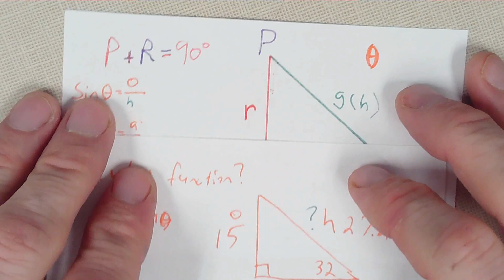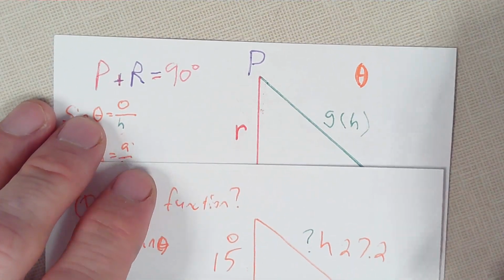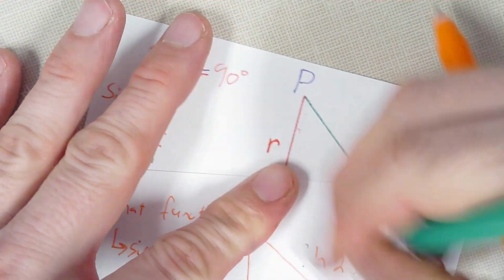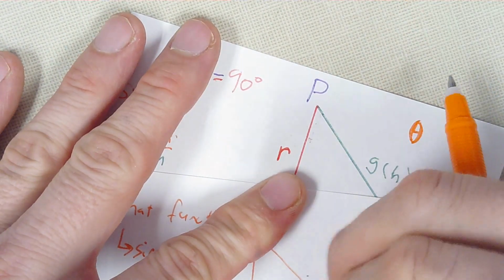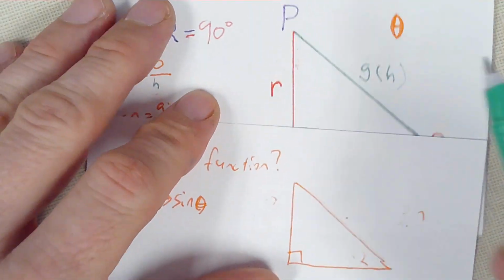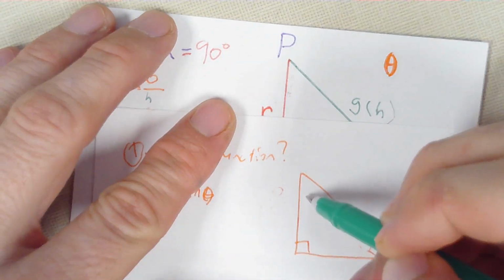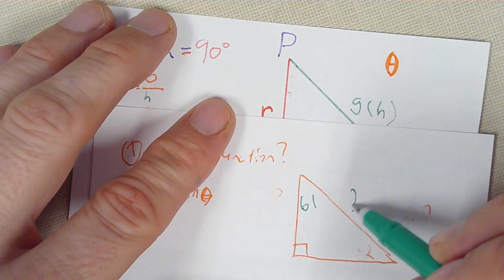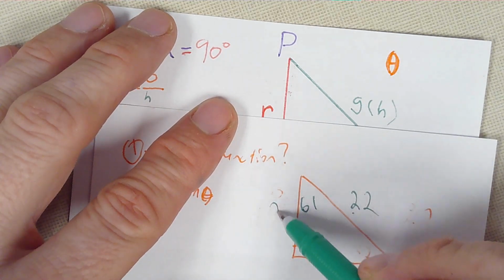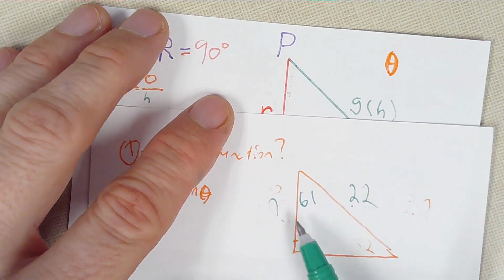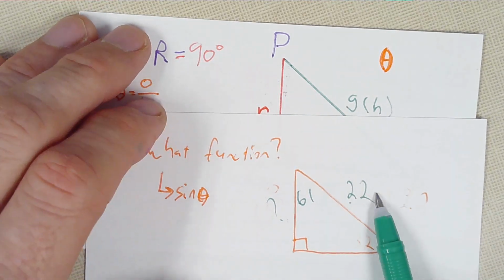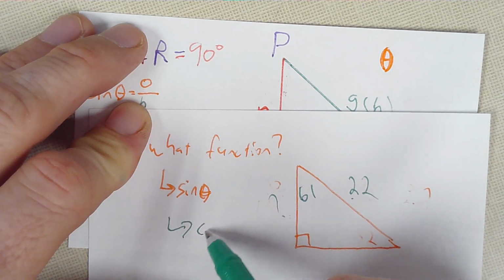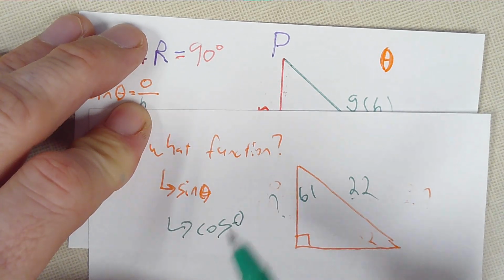All right, so now if I say, for instance, I'm given some different numbers, and we'll say that this is 61, and my hypotenuse is 22, and I'm trying to find this. Well, that's the adjacent and the hypotenuse, right? So that's going to be the cosine. That's the cosine of theta, right?